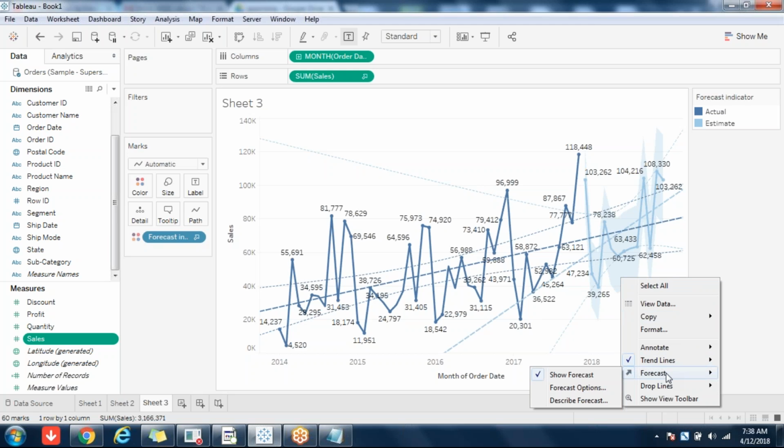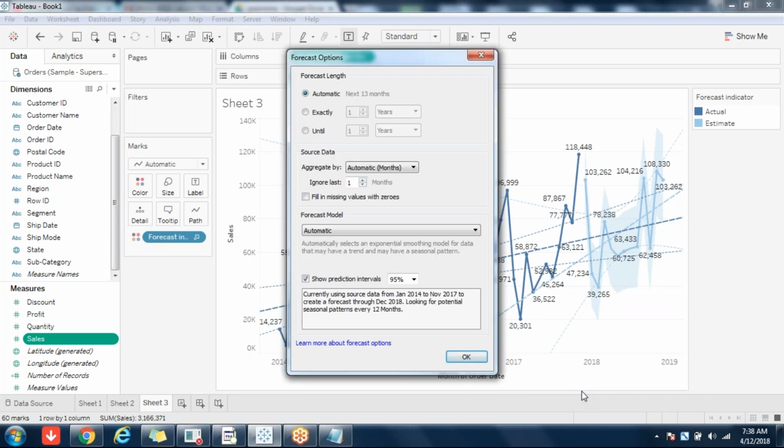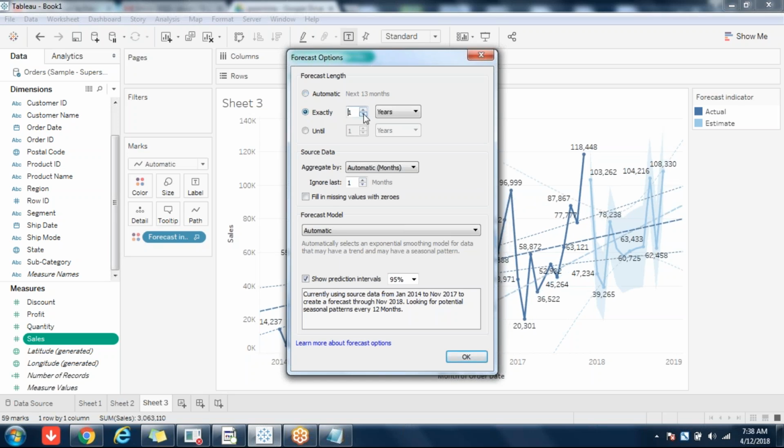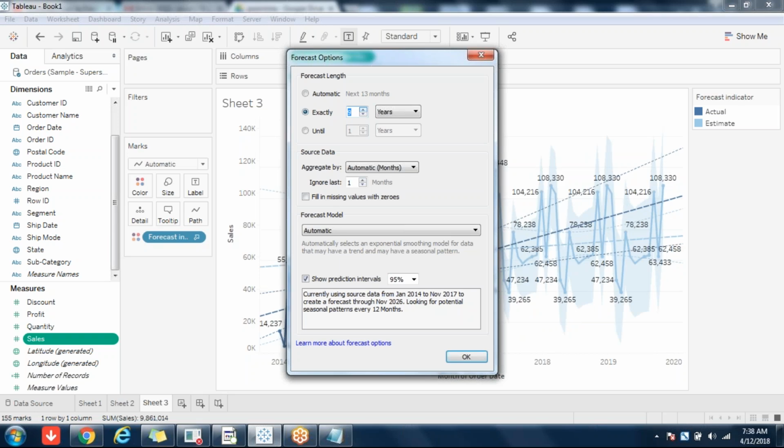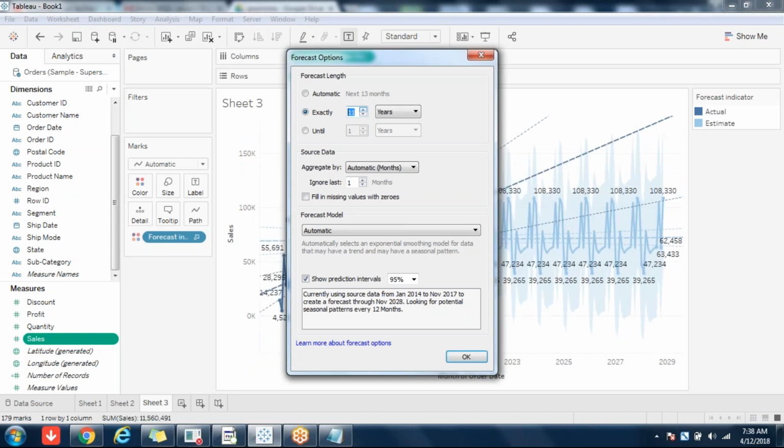So you go here, and forecast options are there. You are seeing different options here: automatic, next 13 months, all those things. By default it is the next 13 months. If you want to go for 1 year or 1.5 years, you just need to increase the number here. But I don't suggest increasing the number by too much, because the more you forecast, the less the accuracy will be.